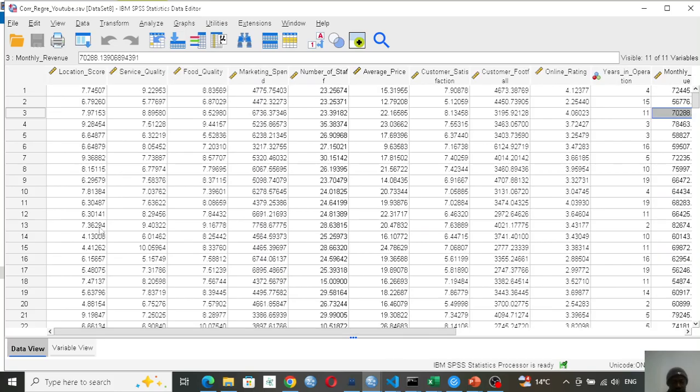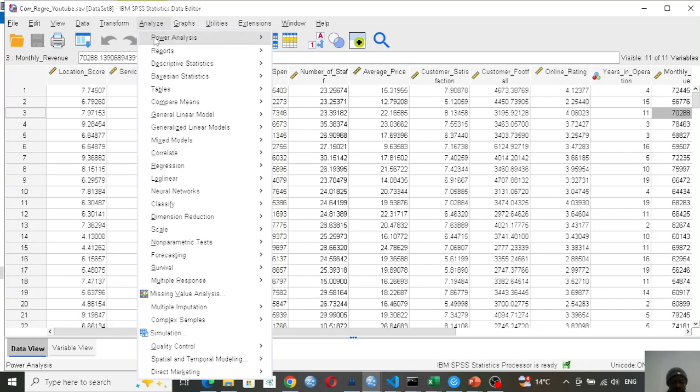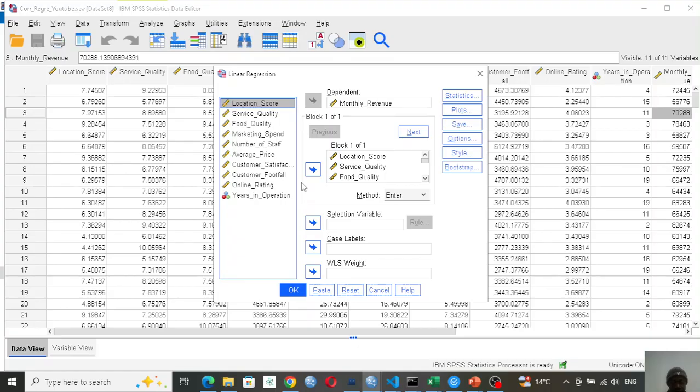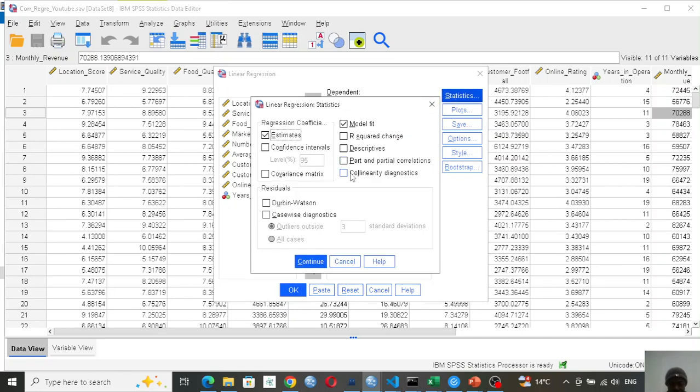So how do we do it? We go to Analyze, then we select Regression, then we select Linear. The variable we are interested in measuring is monthly revenue, so we put monthly revenue here, then we select the rest and put them here. We come to Statistics and check multicollinearity. You can choose to check Descriptives to see the median, mean, and standard deviation, but in my case, I don't want to do it.